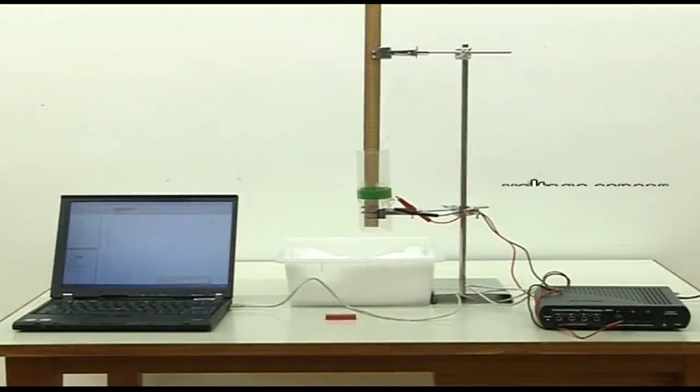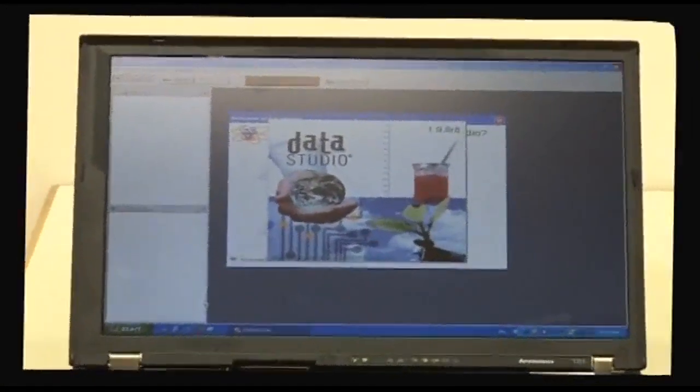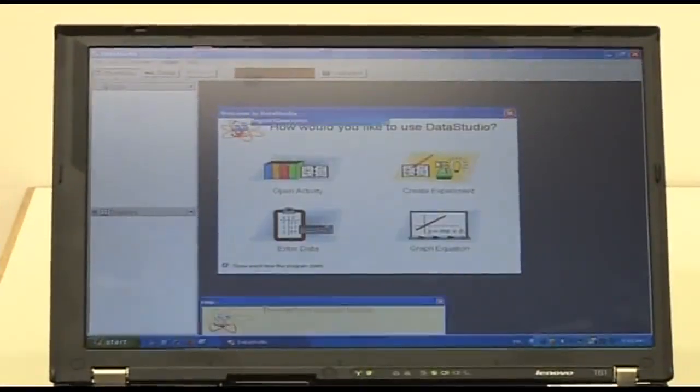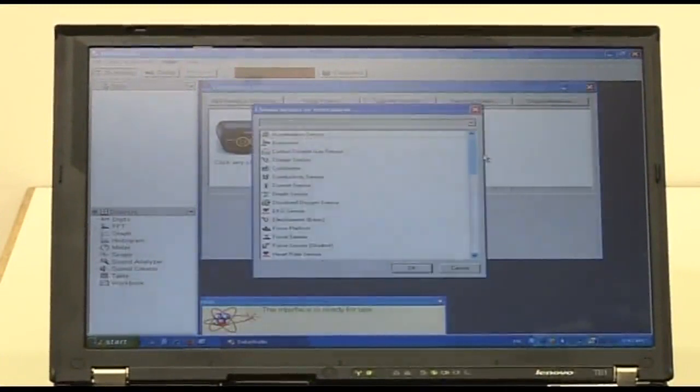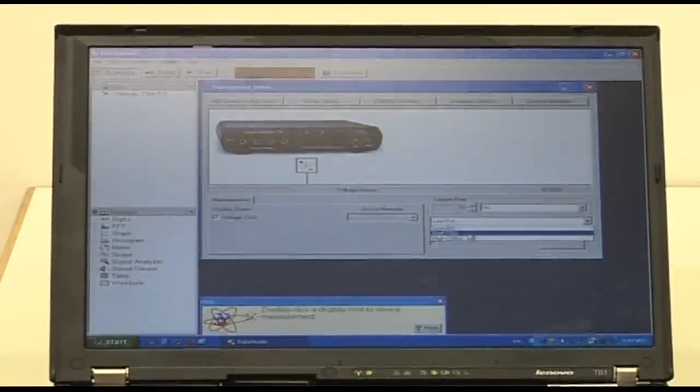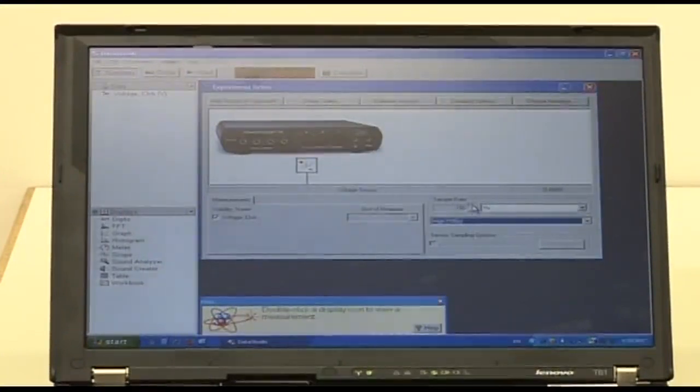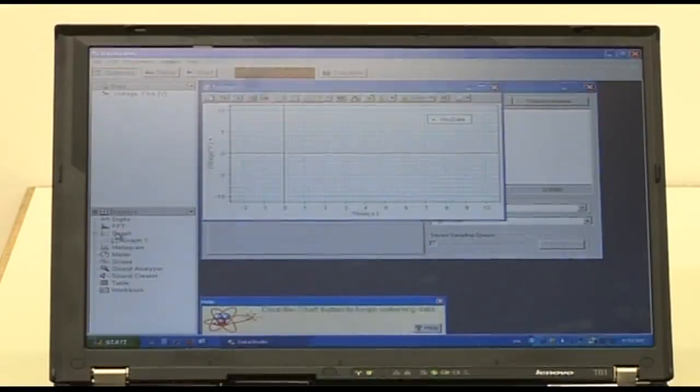We will use the voltage sensor to find out how the induced EMF in a coil is affected by the number of turns of the coil and the speed of the magnet moving towards and away from the coil. Run the data logging program on the computer. Set both the sensitivity and the sample rate of the voltage sensor to high. Display the voltage time graph.